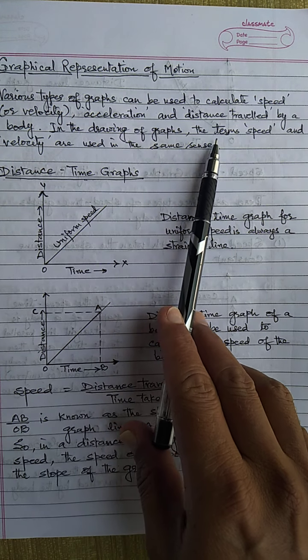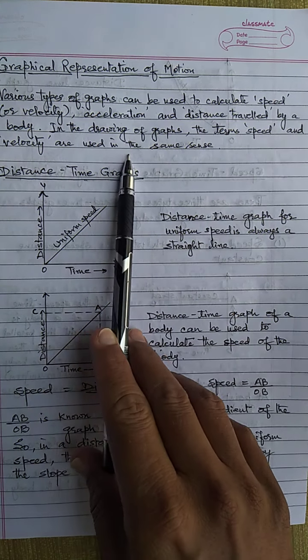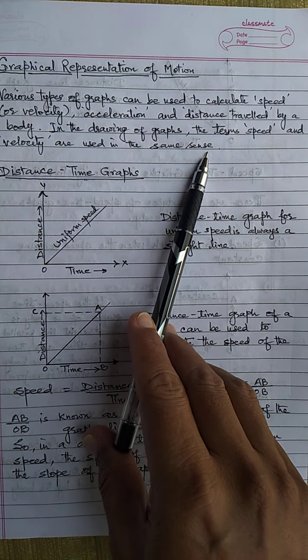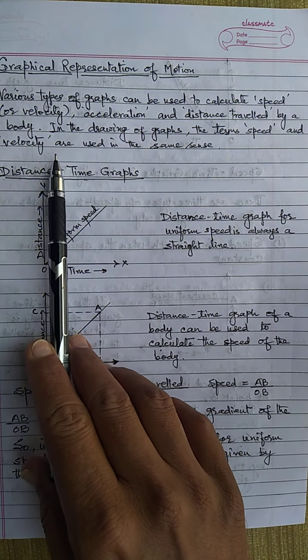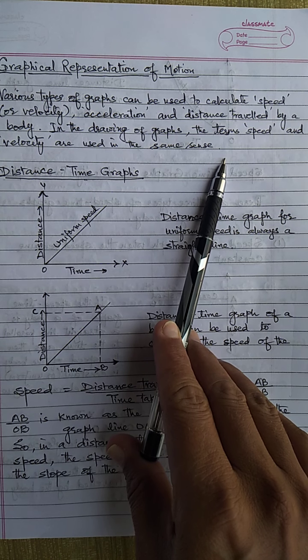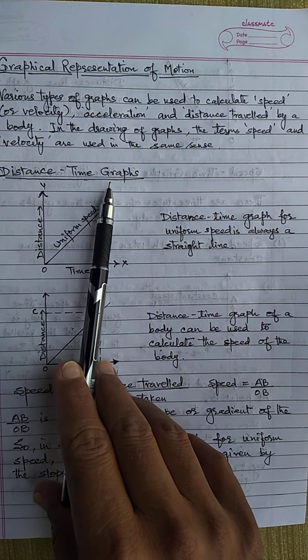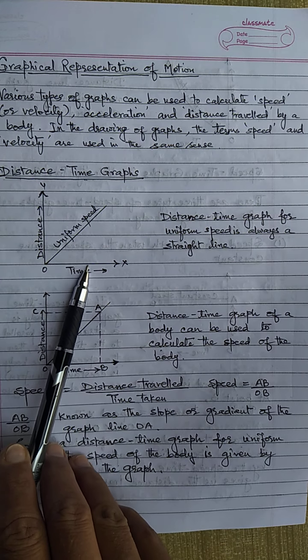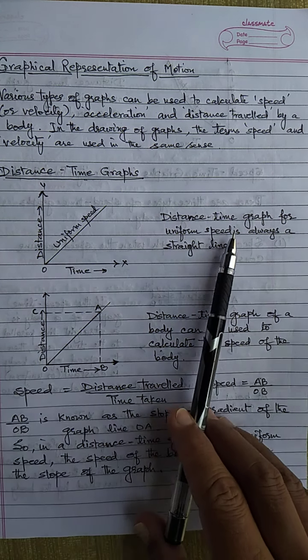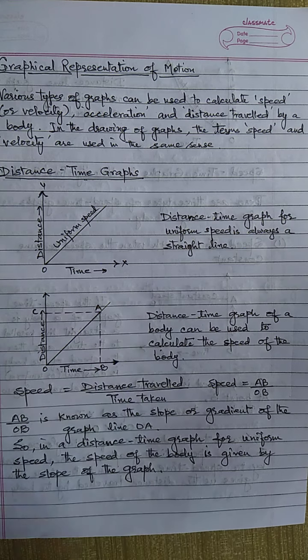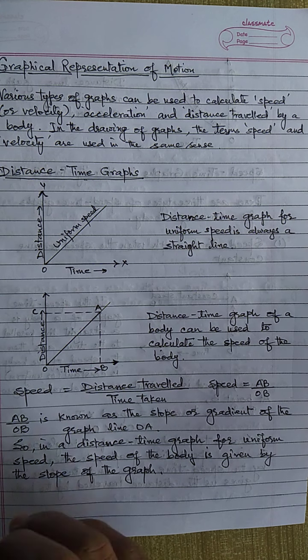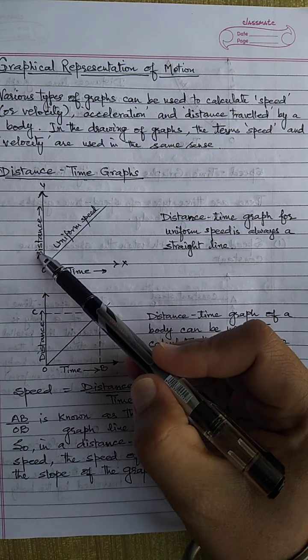In the drawing of graphs, the terms speed and velocity are used in the same sense because we are talking about motion in a straight line. So, distance time graph. First of all, we will study the distance time graph. This is the distance time graph for uniform speed.